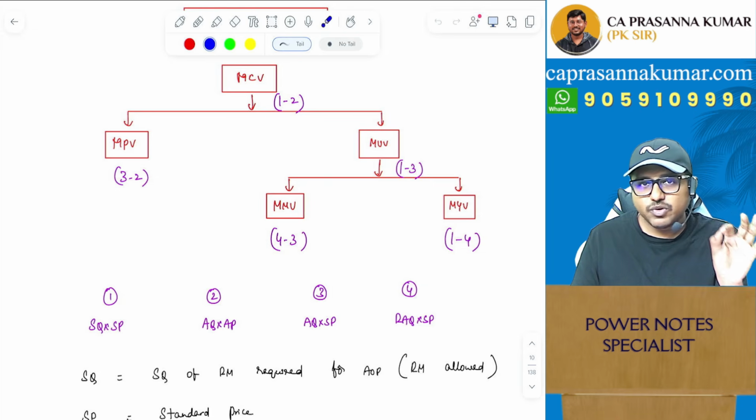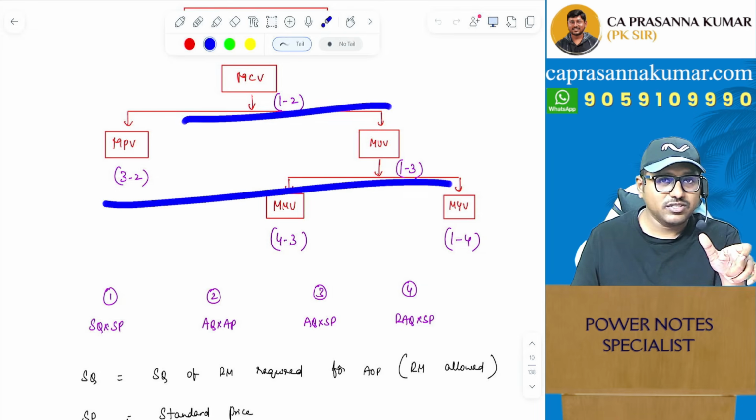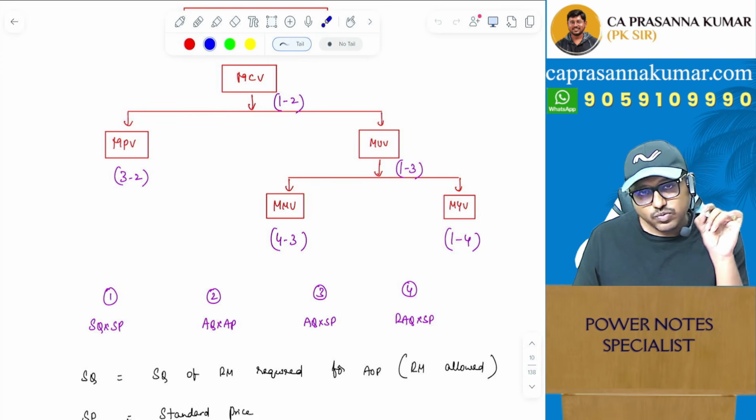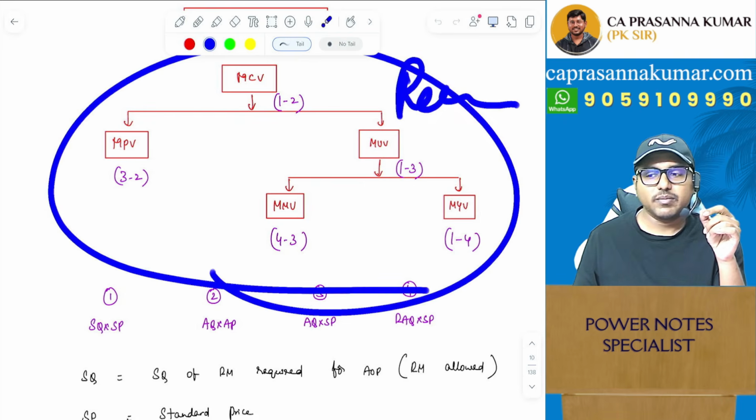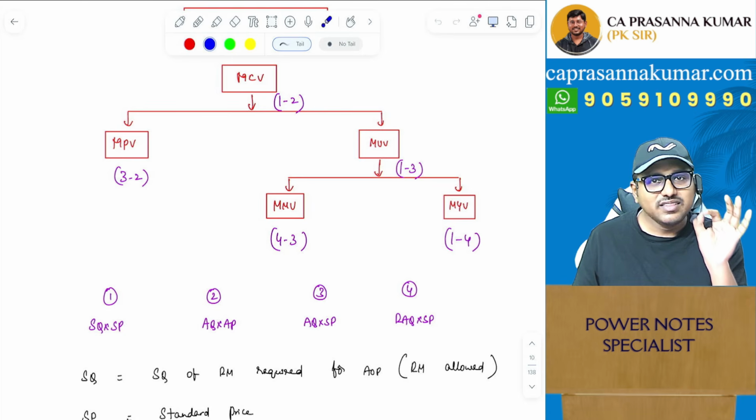Even reverse working sums can be done. Use this method in a very easy way. Missing figures will be there now, and those questions can also be done very easily. Reconciliation can also be done very easily through this particular method. So when I say this is the best, this is the best.